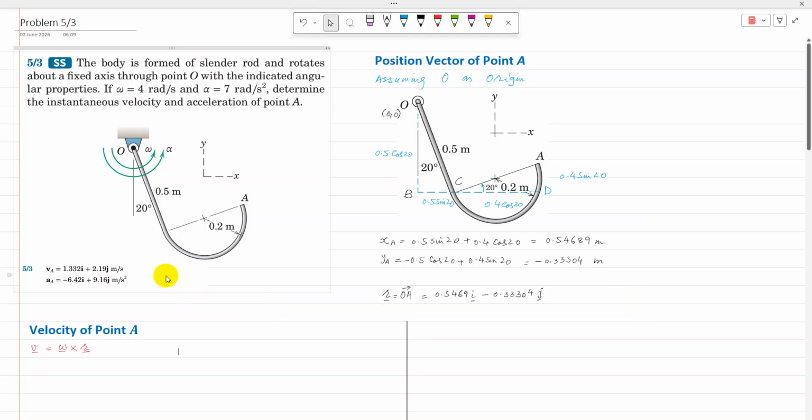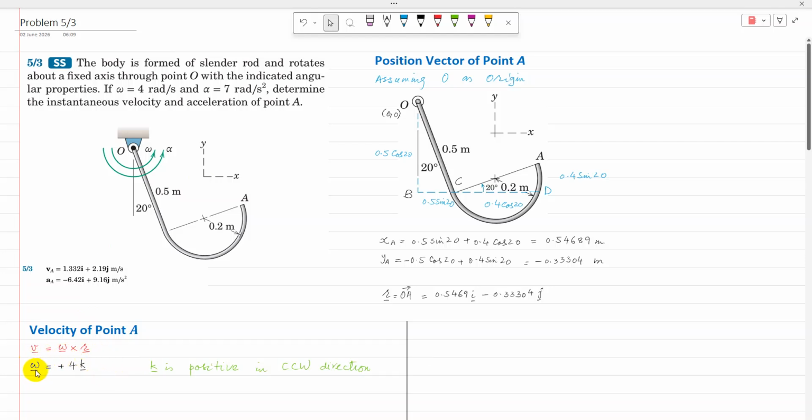The velocity of point A is found using the formula v is equal to omega cross r. From the figure, the angular velocity is counterclockwise, and by using the right hand rule, counterclockwise rotation in the xy plane is taken as positive in the z axis, or in the k direction. Therefore, omega is equal to plus 4k radian per second.